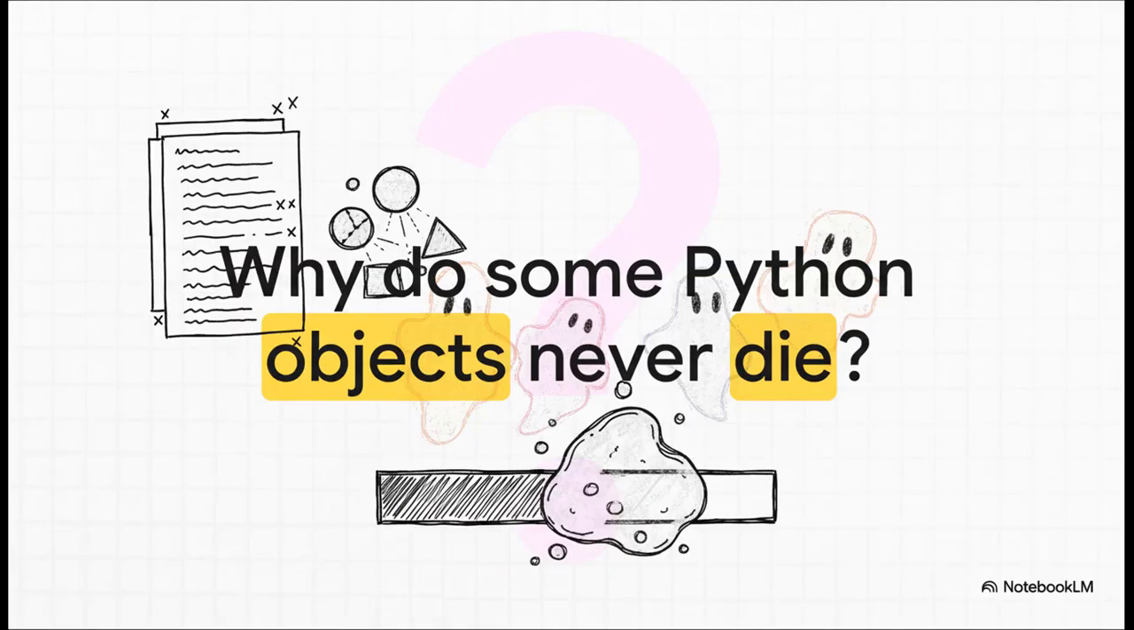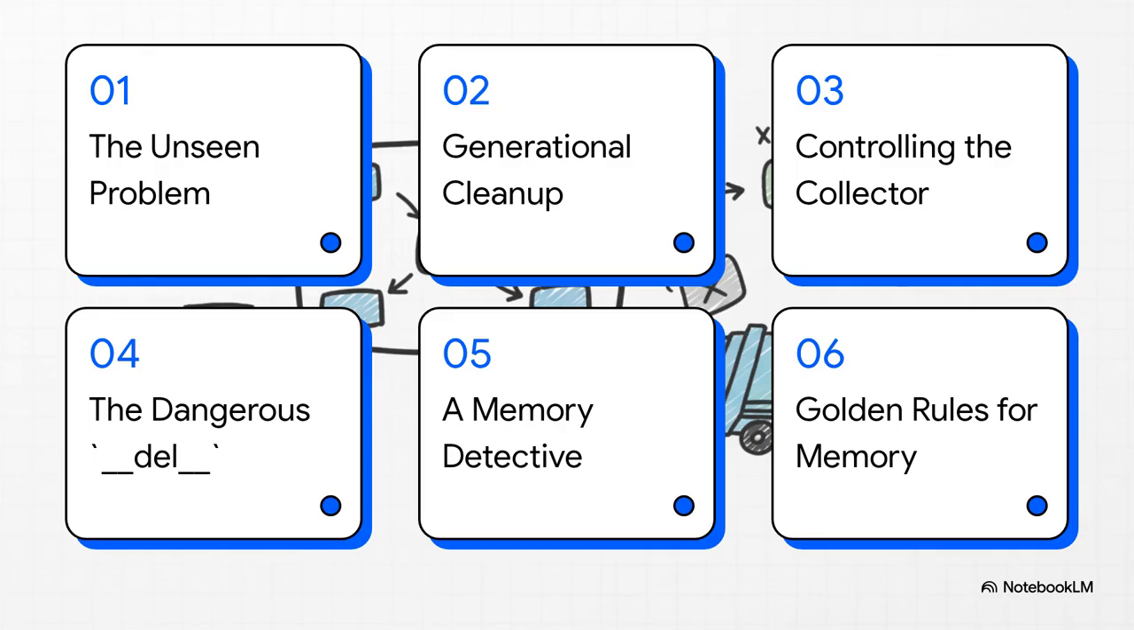So, this is the big mystery we're here to solve today. You write your code, you delete your variables, and you just assume that memory gets freed up. But every now and then, some objects just refuse to die. They linger like ghosts in the machine, slowly, quietly, eating up all your resources. So why does this happen? Let's find out.